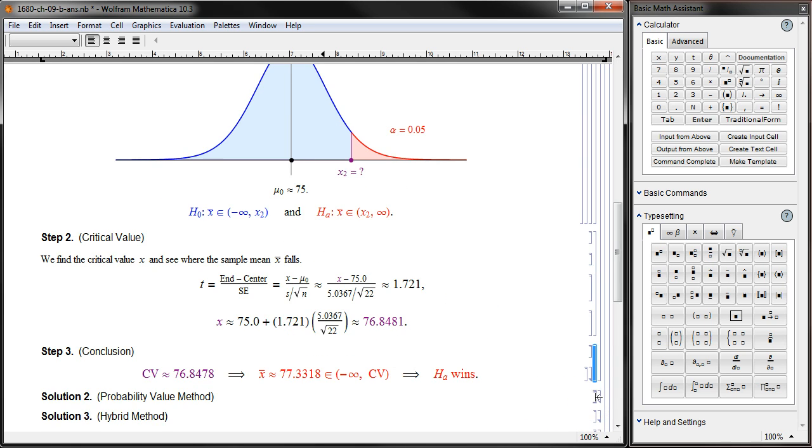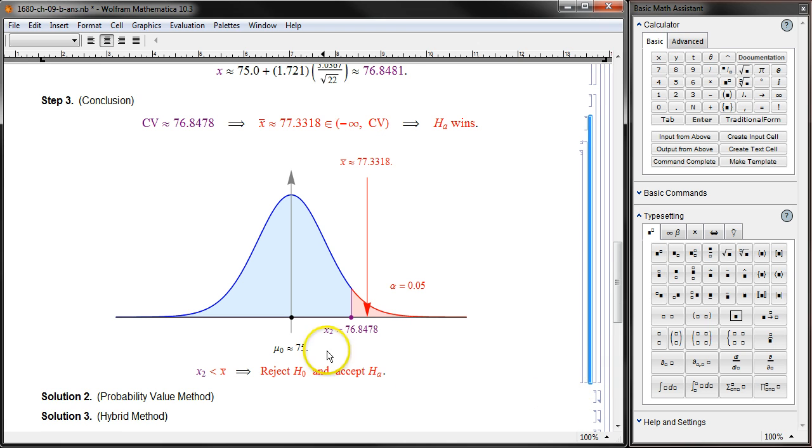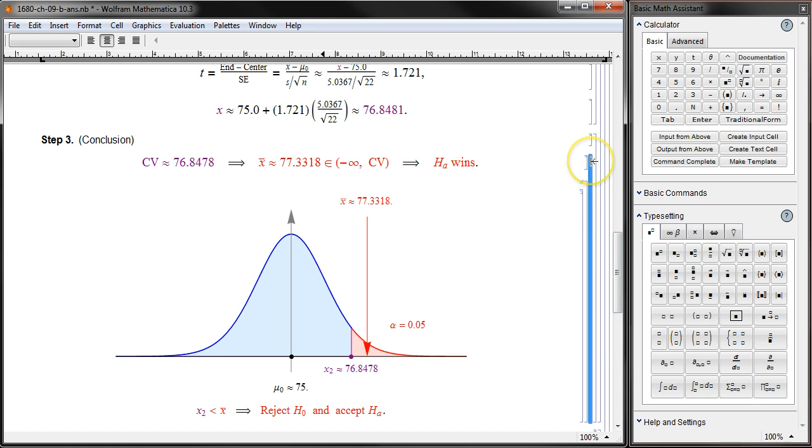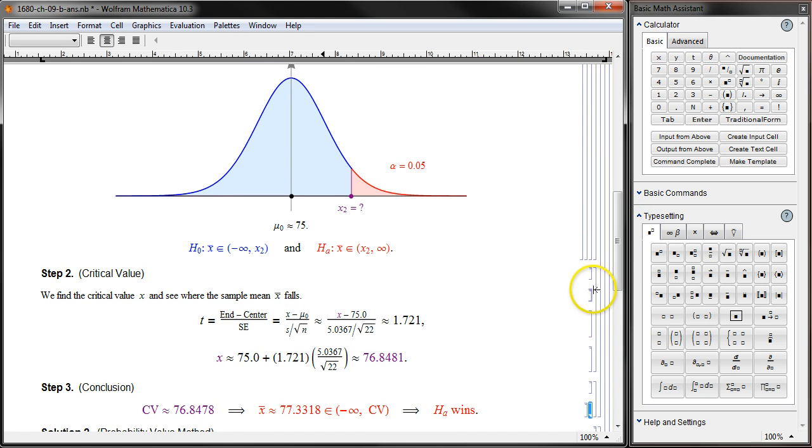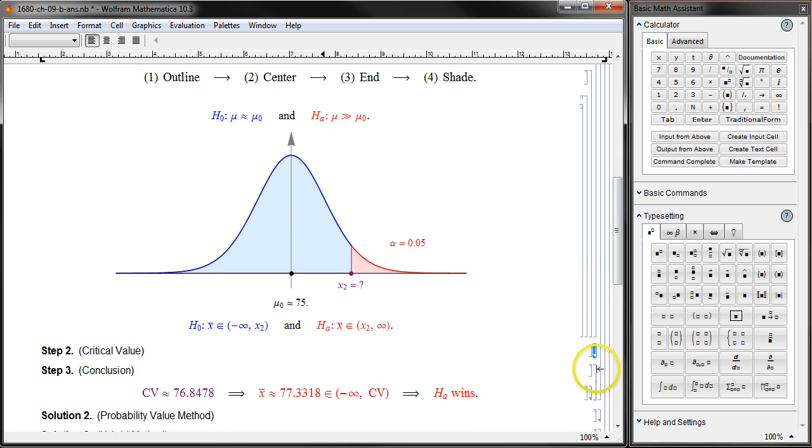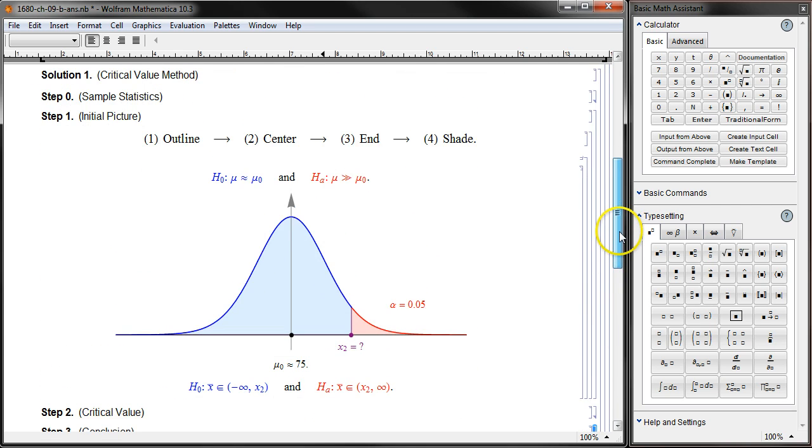Let's go to the conclusion. 77.33 falls in the red region, too far away from the null. So we reject the null hypothesis and accept the alternative hypothesis. This is the critical value method. A quick review. Here is the initial picture. End and shade must reflect the critical value, and you're looking for the critical value pretty much the same way you did for confidence bound.